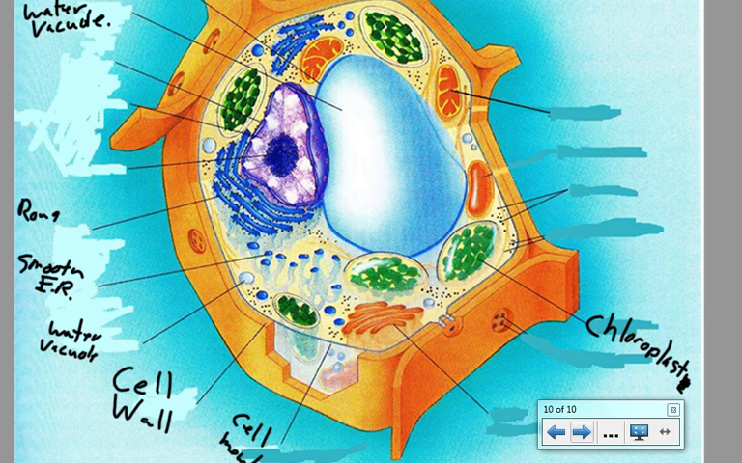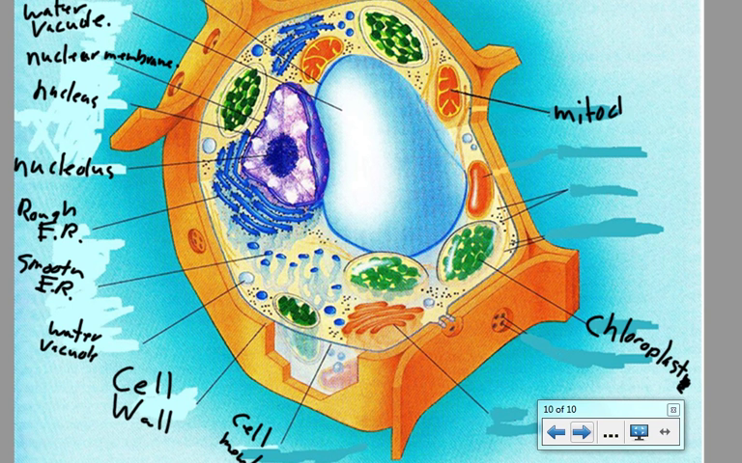Rough ER. Nucleolus. Nucleus, nuclear membrane, mitochondria, ribosomes, and Golgi apparatus. Yeah, it looks better with two P's.